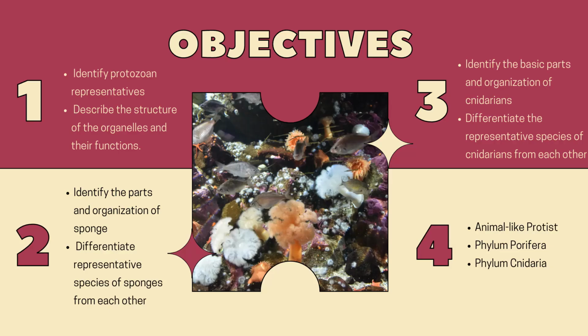The objectives are: Number 1. Identify protozoan representatives. Describe the structure of the organelles and their functions. Number 2. Identify the parts and organization of sponge. Differentiate representative species of sponges from each other. Number 3. Identify the basic parts and organization of cnidarians. Differentiate the representative species of cnidarians from each other.